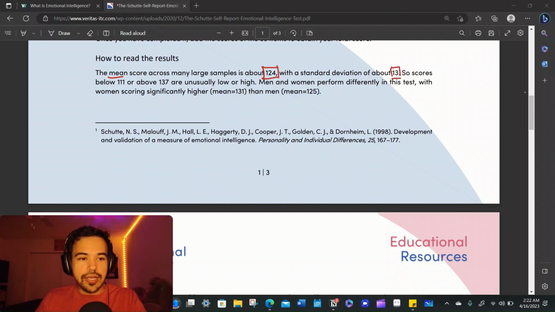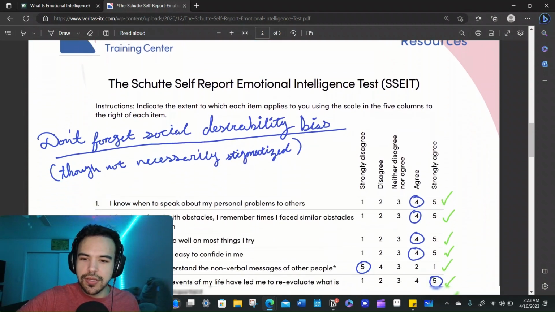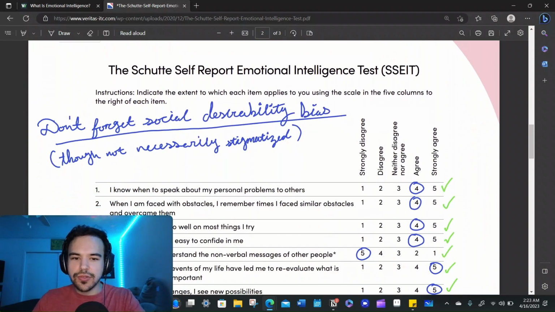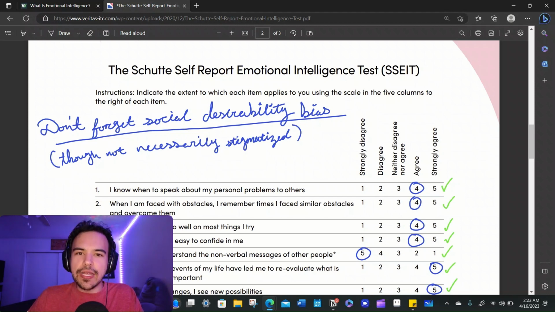Okay, so what I did is, knowing that there was social desirability bias, knowing I was going to use this for a video, for instance, and knowing people were going to see it, I went over it twice. Not that that helps too much, but I went over it twice. So look at these notes. Don't forget social desirability bias, though it's not necessarily stigmatized. If it were more stigmatized, say, for instance, sexual preferences or just sexual characteristics, it's likely that I would be even more biased when it comes to social desirability.